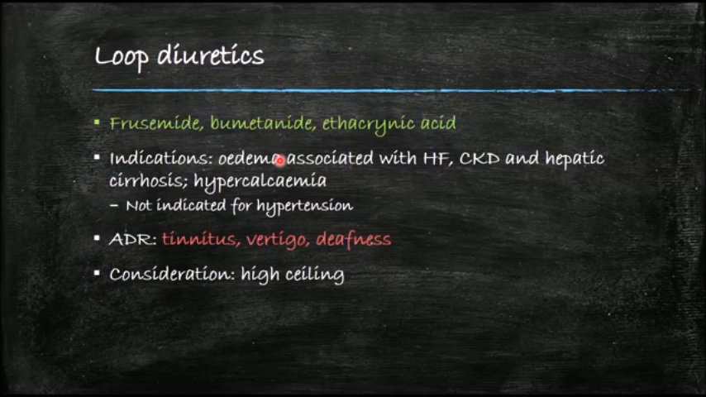Loop diuretics are your most commonly used diuretics, and they are used for edema. So even though loop diuretics can drop your blood pressure, they're not used for hypertension. They're only used for edema associated with either heart failure or chronic kidney disease, usually. They can affect the amount of water in your ear canal and in your ear system, so they can cause things like tinnitus, vertigo, and deafness, aside from all the other side effects we've already talked about.